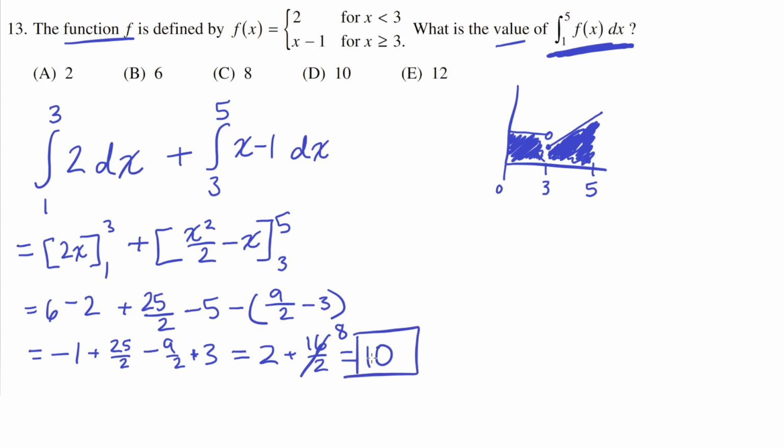So that means after summing up both the integrals from 1 to 3, sorry, this should say 1 to 3, of the first function of the piecewise, and from 3 to 5 the second function of the piecewise function, we get a total answer of 10. So 10 is the correct answer.